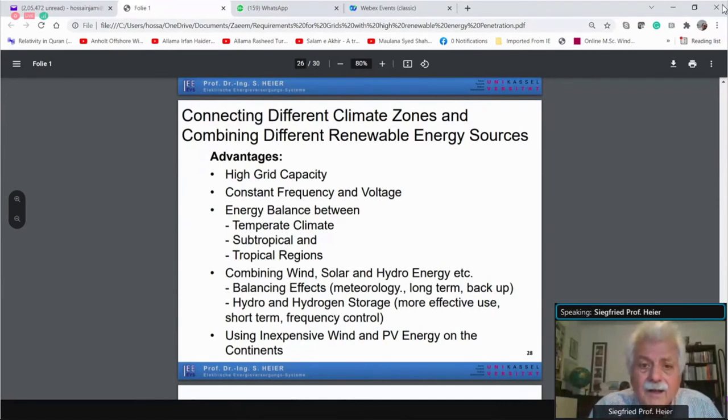Here we have the possibility to connect different climate zones and different renewables, so that we get a very high capacity. This means high constant frequency and voltage. The energy balance between temperature, climate, tropical and subtropical and other regions is possible, and by combining wind, solar, hydro, balancing effects are possible, using also the inexpensive wind and PV energy at different points. Next picture, please.